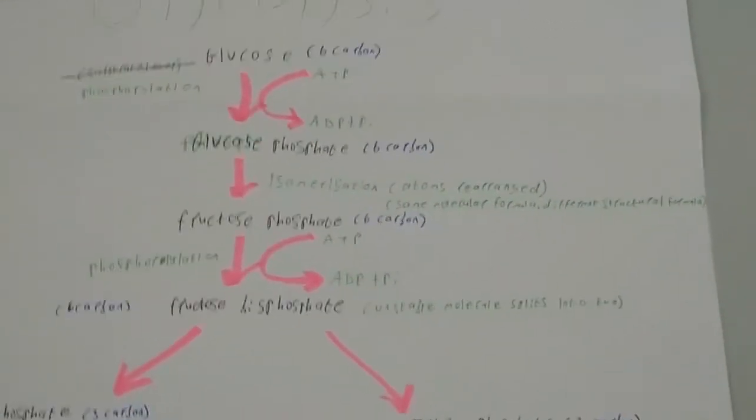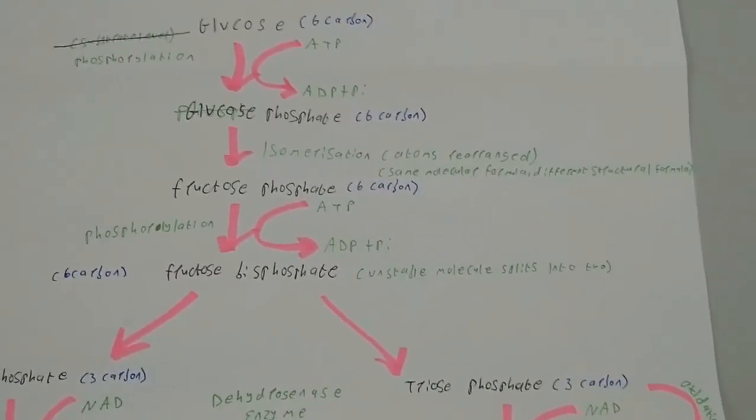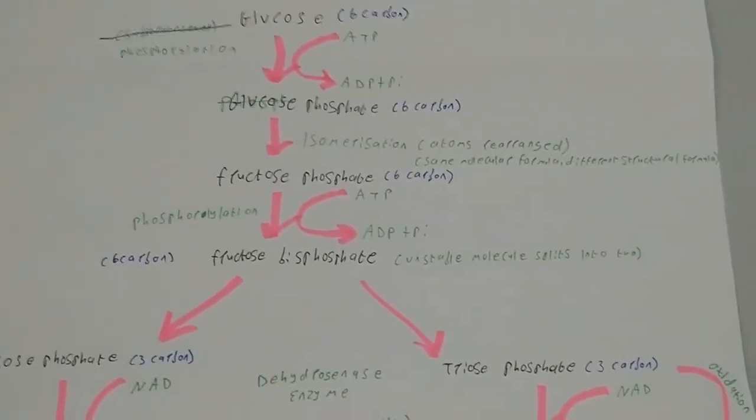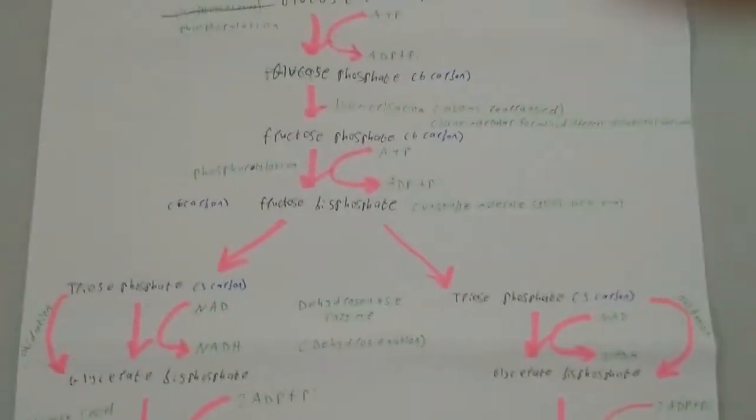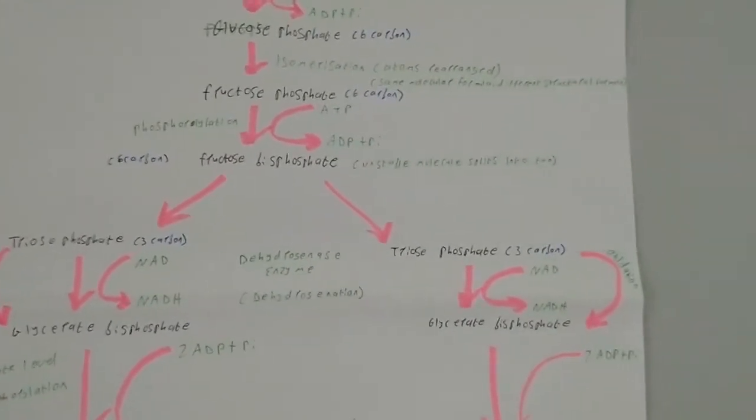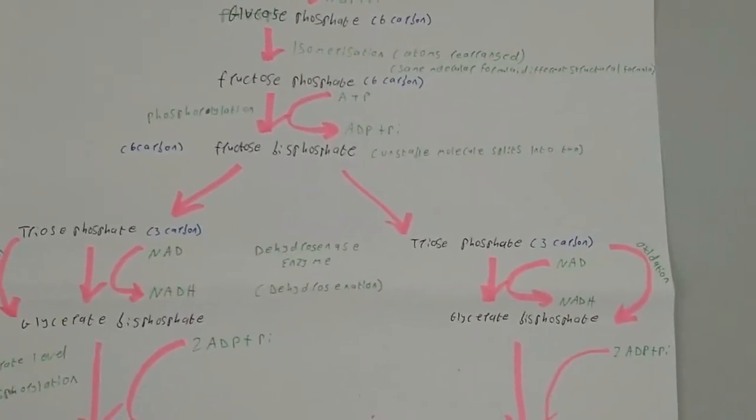Then phosphorylation takes place, and fructose biphosphate forms, which is an unstable molecule that splits into two. Now this allows ATP again to be formed into ADP plus your extra phosphate. Then this splits from fructose biphosphate into two molecules of triose phosphate, which are both 3-carbon molecules. So it goes from a 6-carbon molecule in fructose biphosphate to triose phosphate, which is 2 of them.